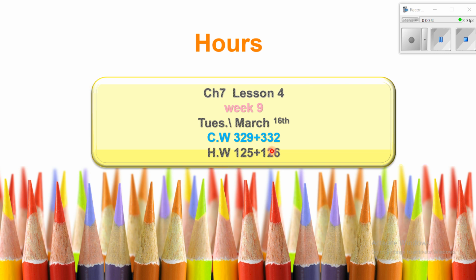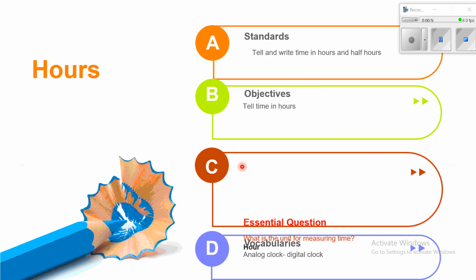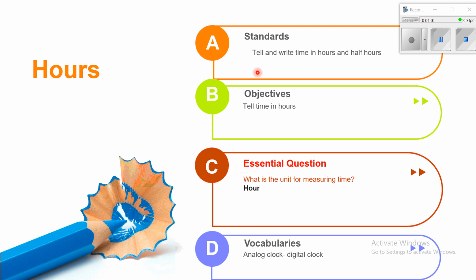We are going to talk about textbook pages 329 to 332, and homework pages 125 and 126. Let's start. Our objectives: after we finish this lesson, you can make and tell me the time in hours. So you will learn about telling time to the hour. The most important question here: what is the unit for measuring time? The unit for measuring time is hour.